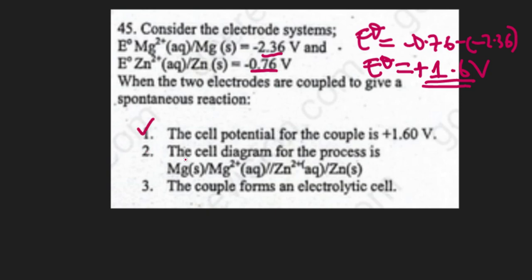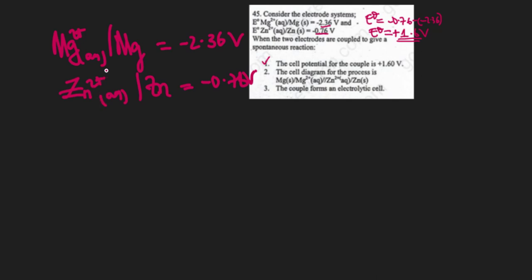Second statement, the cell diagram for the process is... Now let's see how we can write the cell diagram. Between these two half cells, the zinc half cell will be our right hand side electrode, and the magnesium half cell will be our left hand side electrode. Now we see that these are metals, so we need not introduce an inert electrode. An inert electrode can only come in when there are all ions.